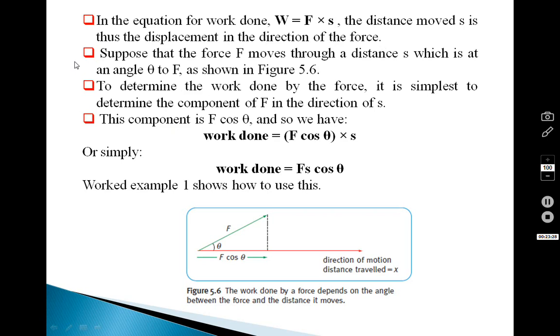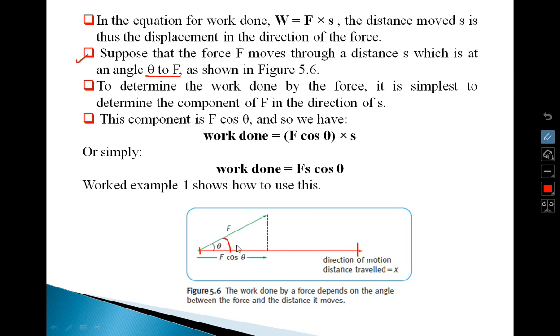Now we will have a special case here. Suppose that the force F moves through a distance S which is at angle theta to F. So this is F, and F is making angle theta with the direction of motion, which is the distance traveled, equal to X. The distance traveled, for example, from this point to this point, is X.